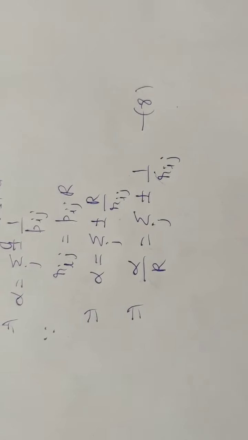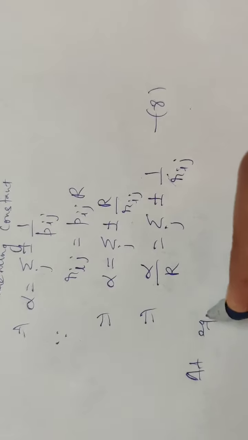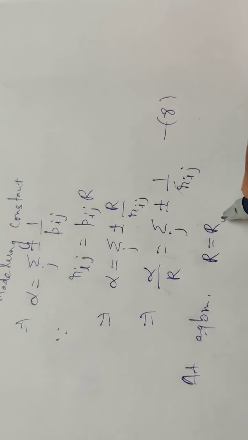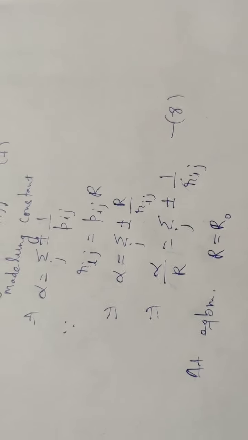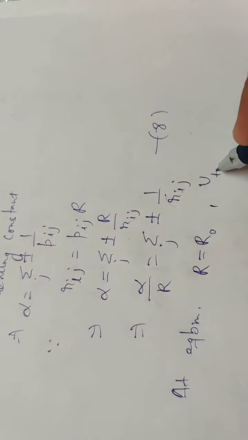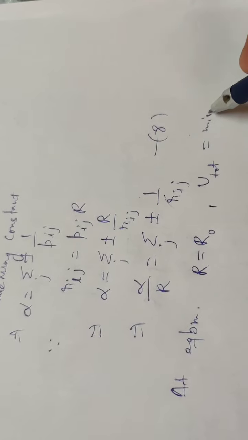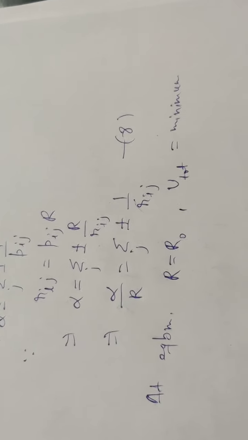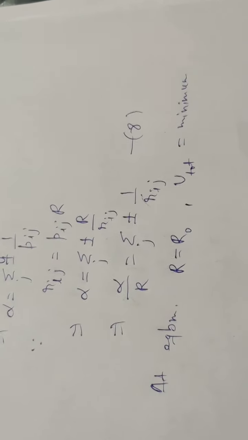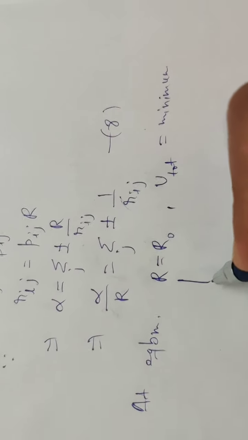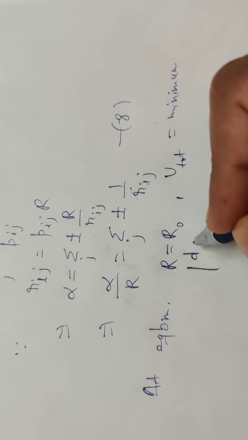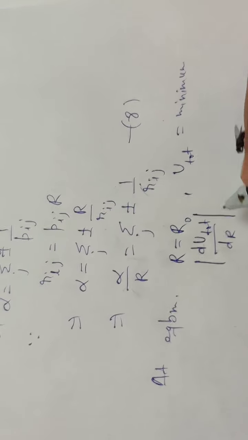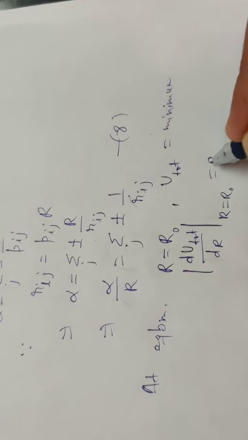So now at equilibrium, the nearest neighbor distance will become R naught, and your U total will also become minimum, because at equilibrium, or at stable state, the energy becomes minimum. That is the minimum energy state, the most stable state or most probable state. So for this condition your slope will be zero, the gradient of U total will also be equal to zero.